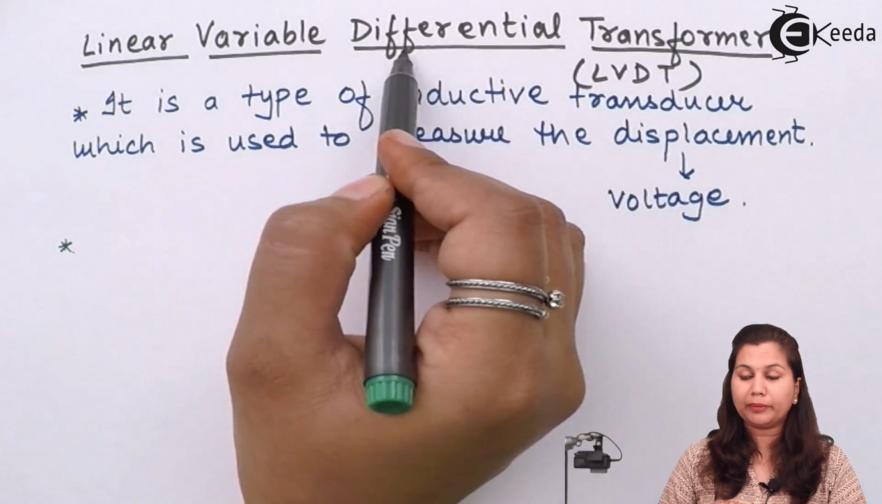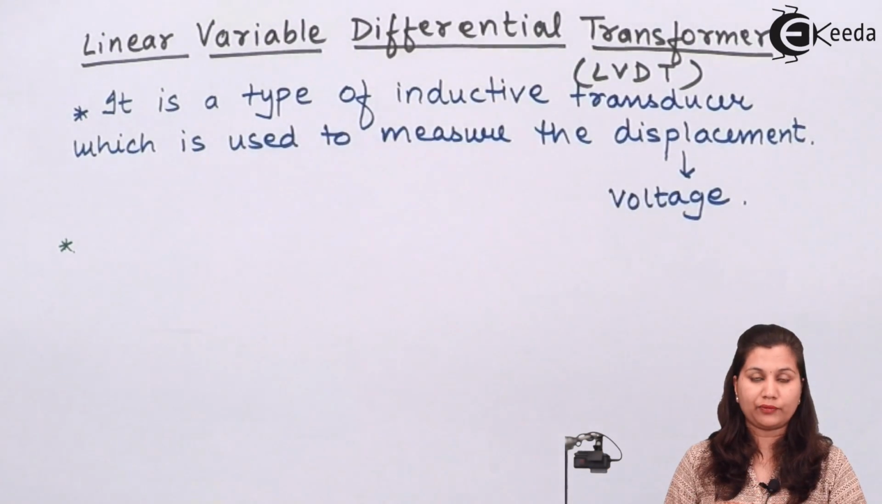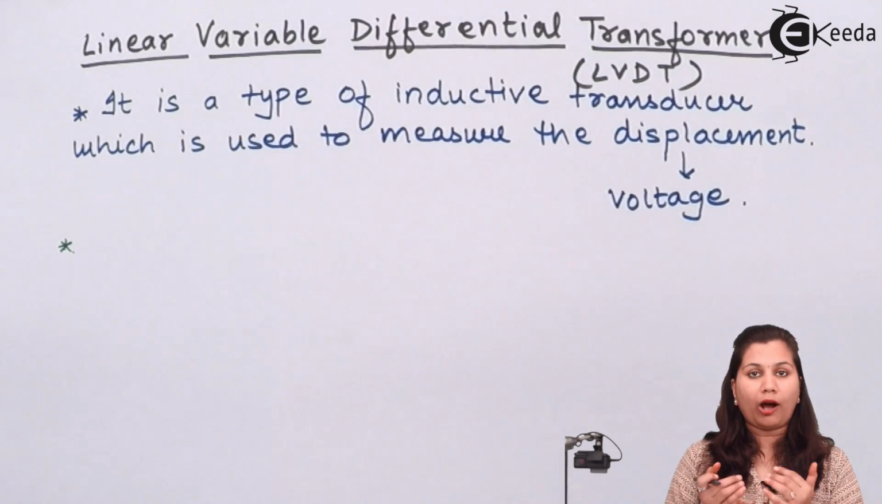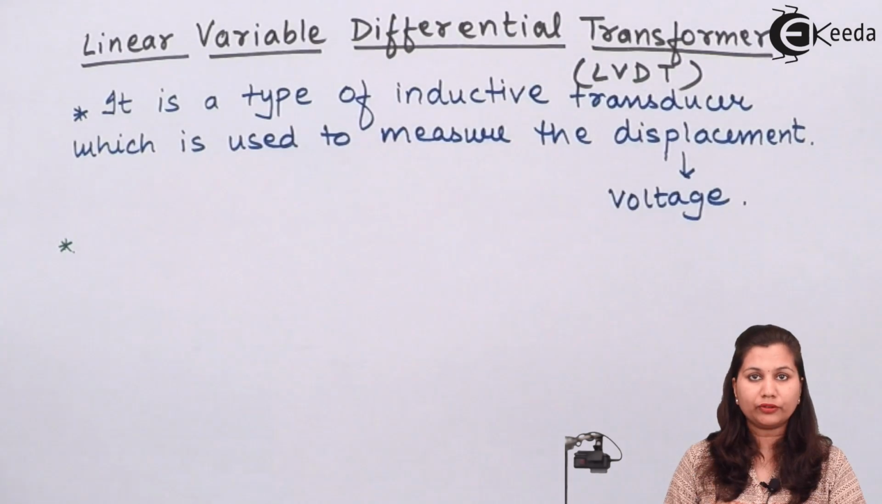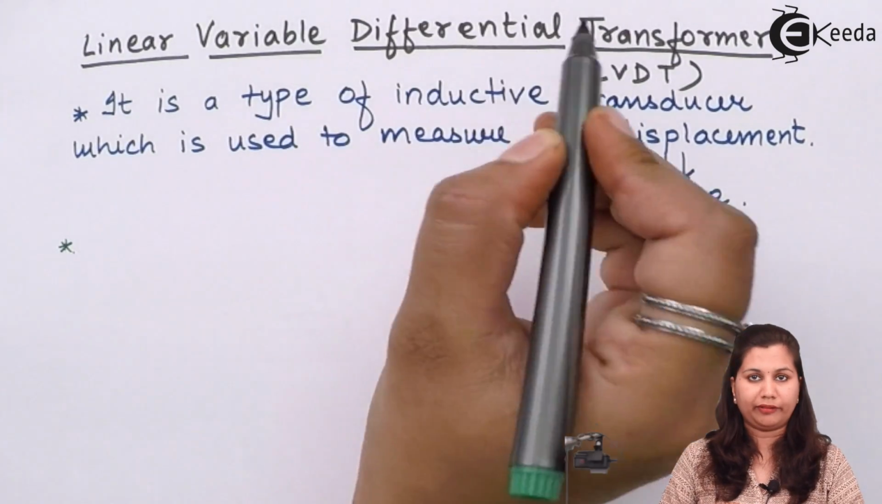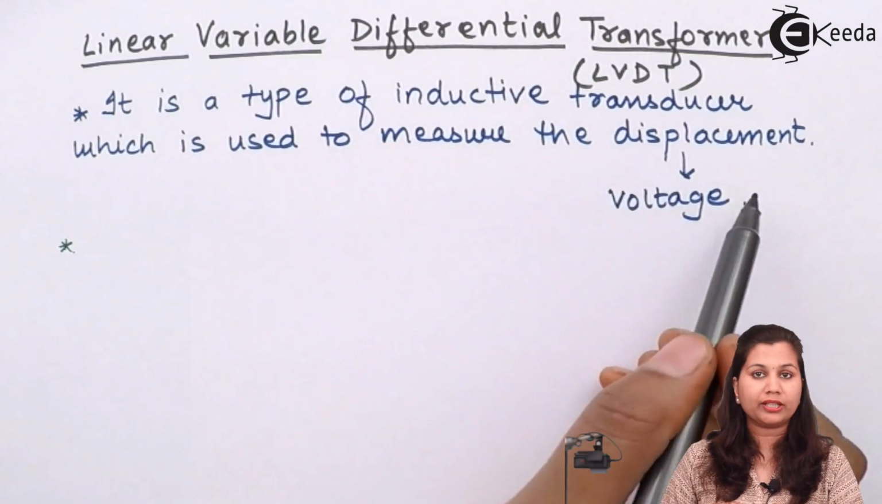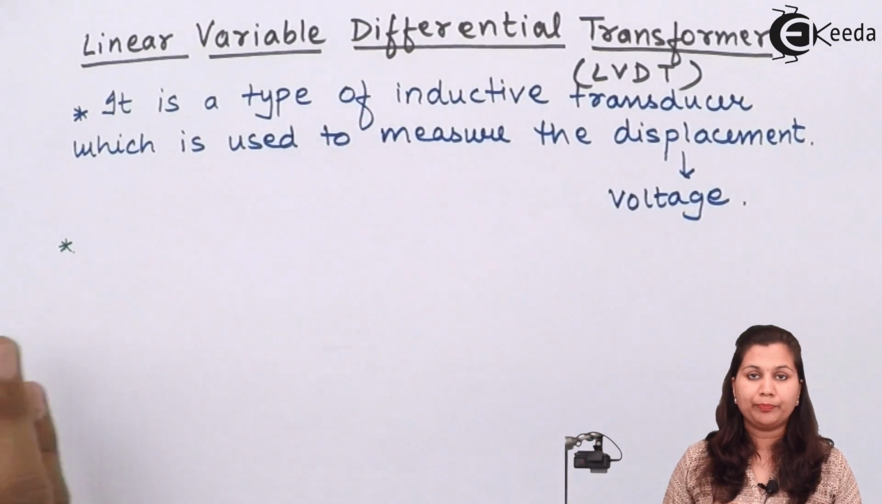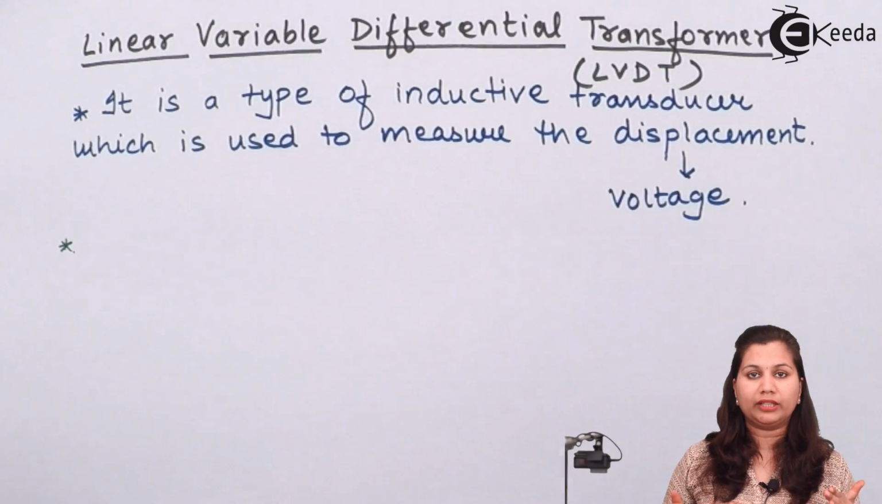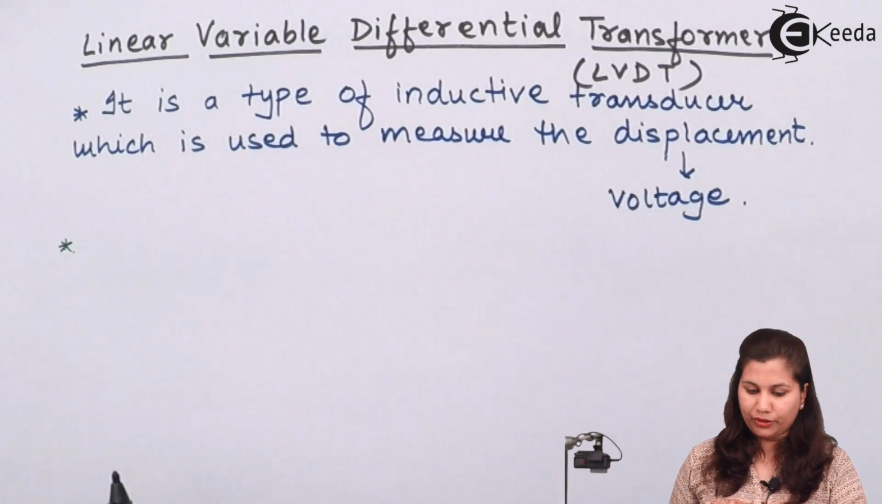It is a differential transformer because the output of the transformer is the difference between the voltages across the secondary windings. So the output voltage is the difference of the voltages, that is why it is called differential transformer. And linear variable because it is measuring linear displacement. So linear motion is converted into a voltage.